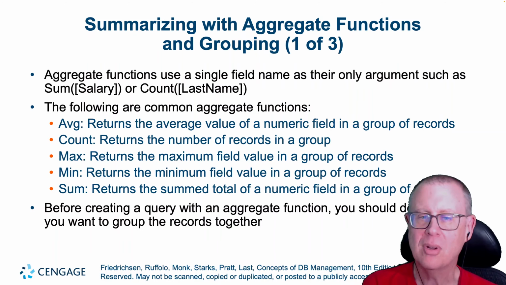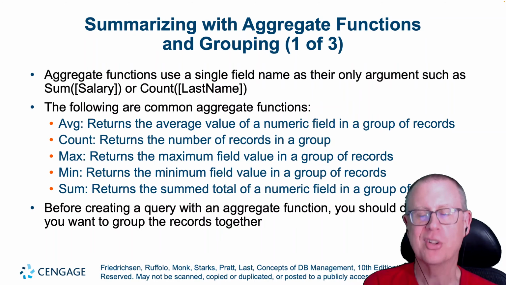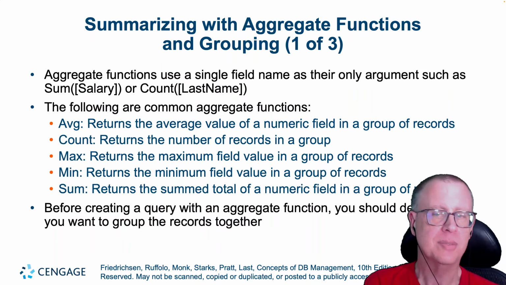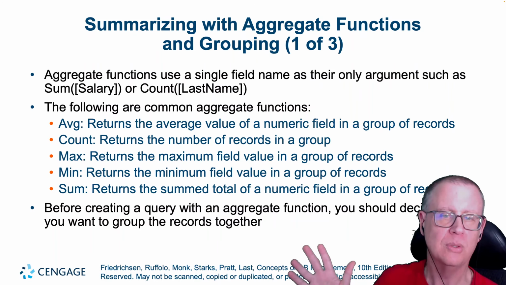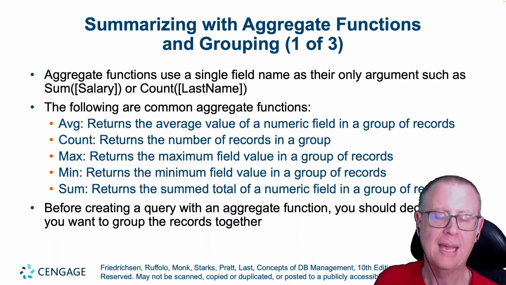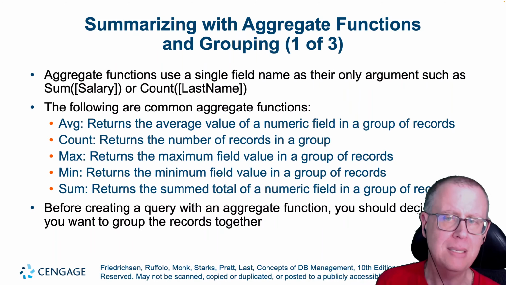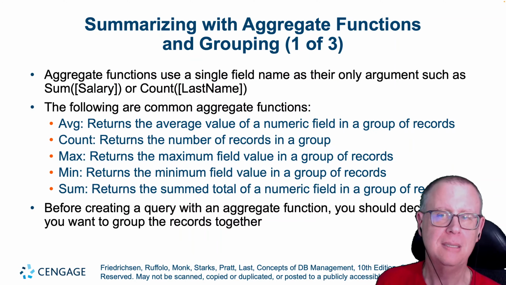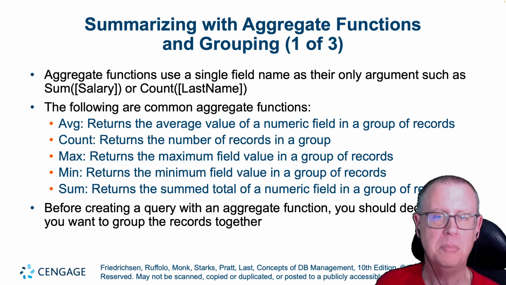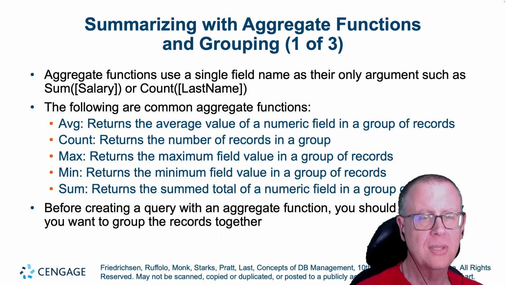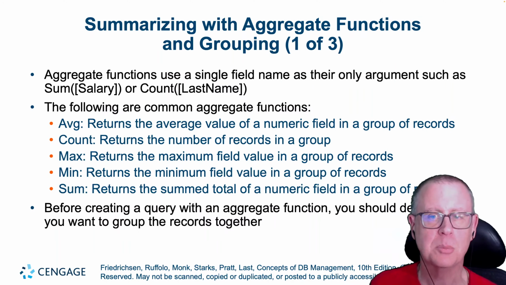These are summarizing or aggregating information. Okay, so the average will take all of the values, add them up, and divide by their number to find the mean. Count will just count how many there are in the list. Max will figure out which is the largest one. Min will find which is the smallest, and sum will just add them all together.